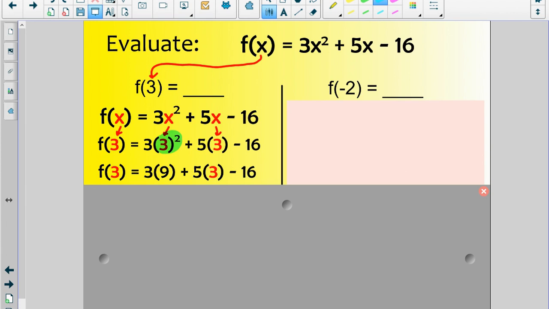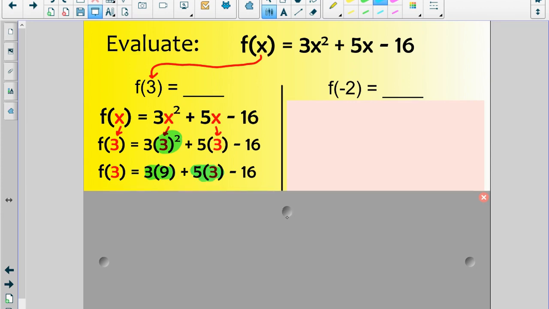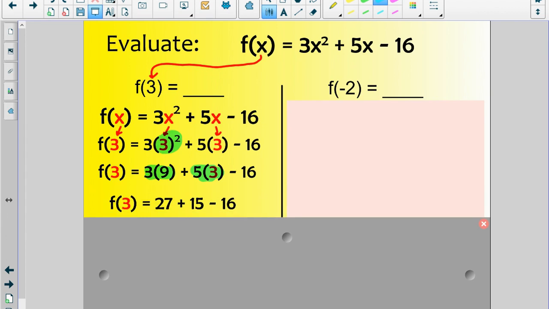Then we can go ahead and multiply, because after parentheses and exponents is multiplication and division. So we actually have 2 multiplications. We have 3 times 9, and we have 5 times 3. Just go left to right. Well, 3 times 9 is 27. 5 times 3 is 15. So now we get 27 plus 15 minus 16.